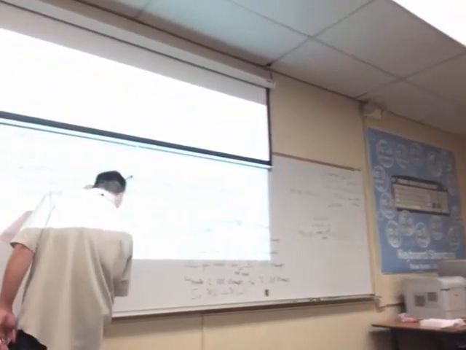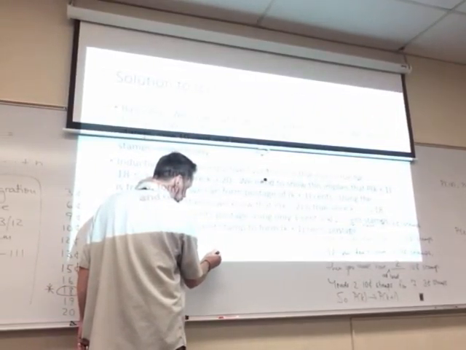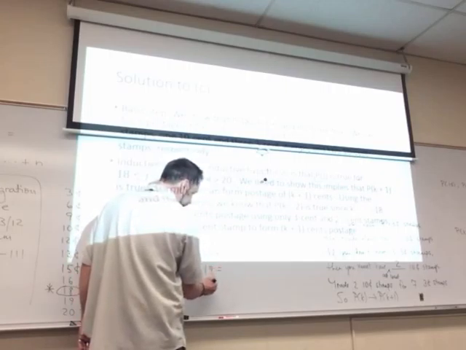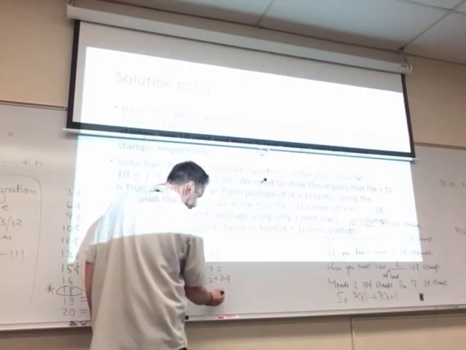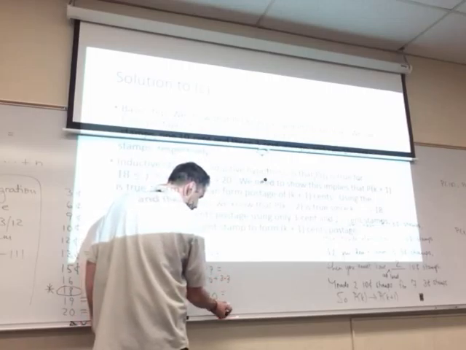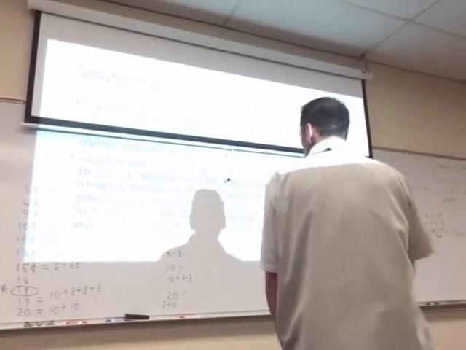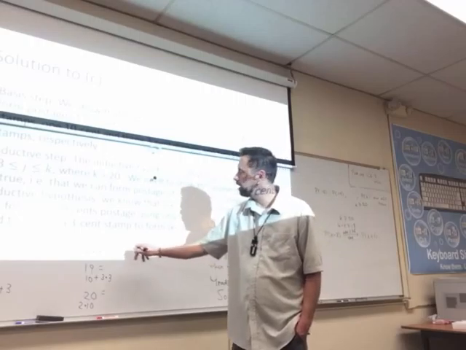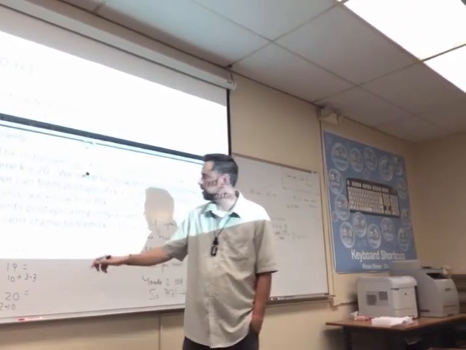Starting with 18. 18 is 6 times 3. 19 is 10 plus 3 times 3. 20 is 10 plus 10, or I could just say 2 times 10. So now to get to 21, I'm going to write that up here, because I want to show you the relationship between 18 and 21. 21 is just one additional 3-cent stamp.